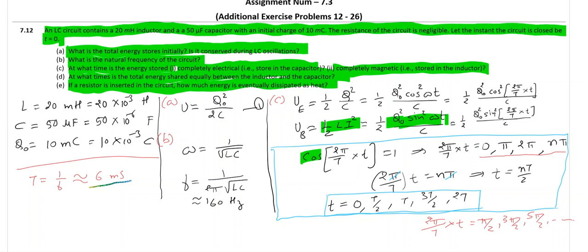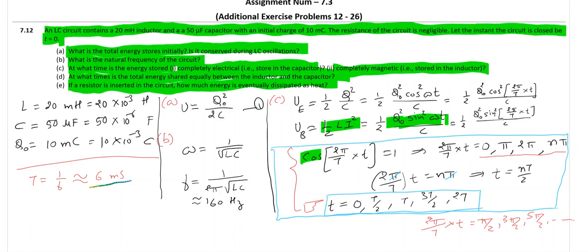So when energy is stored in the inductor completely, carry out this exercise for sine and you will get some values of t. It should be like t by 4, 3t by 4, and so on. So at all those instances, energy will be fully in the form of magnetic energy in the inductor, and the capacitor will be having zero energy stored at those moments.